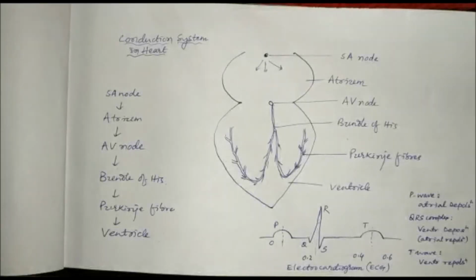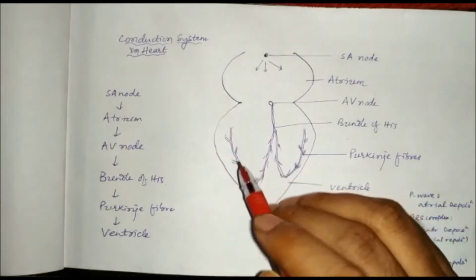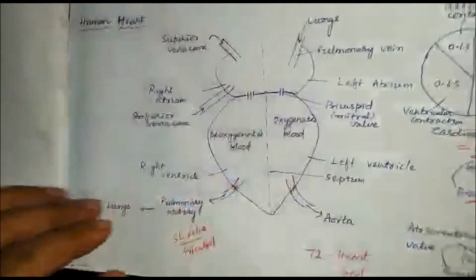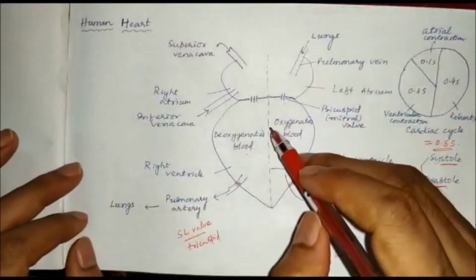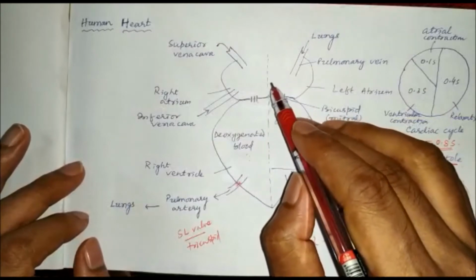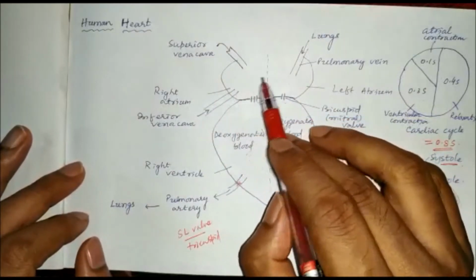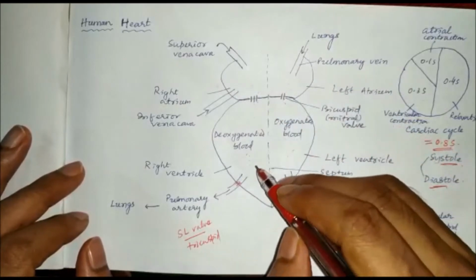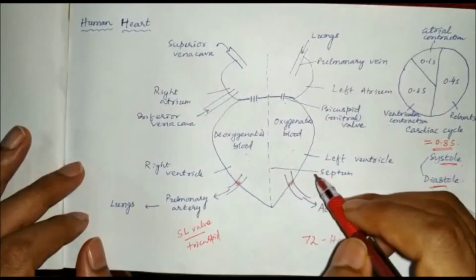Namaskar. Today we will study the conduction system in the heart. Before that, let us see how the heart functions. The human heart consists of four chambers. The upper two chambers are called atria. It is divided into right atrium and left atrium. The lower two chambers are called ventricles, right ventricle and left ventricle.